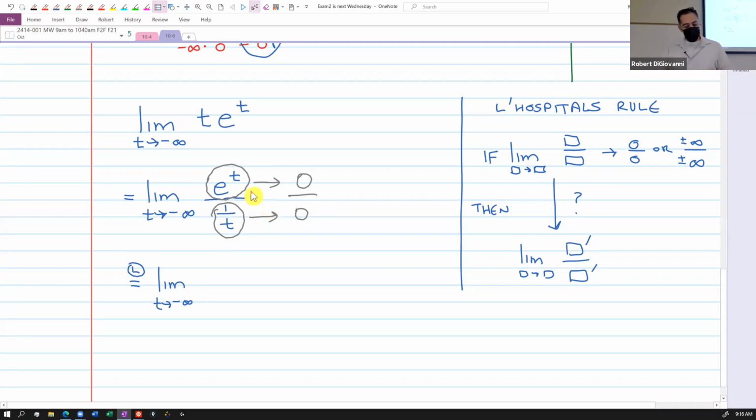So I take the derivative of the top, which is itself. And then I take the derivative of the bottom. Okay, 1 over t. That is really t to the negative 1, isn't it? So if you take the derivative of that, you get negative 1 over t squared, or negative 1 t to the negative 2, which is negative 1 over t squared.